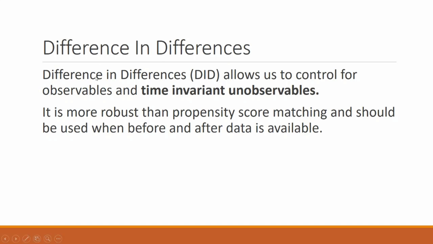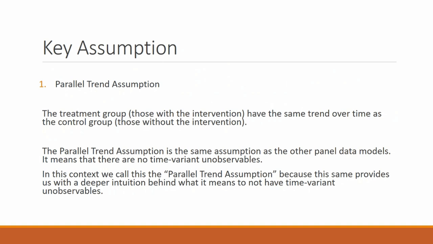Okay, so DID, or difference in differences, just like in the other panel data models, remember, the first difference and the fixed effects models allowed us to control for time, for observables and time invariant unobservables. Okay, difference in differences also allows us to control for observables and time invariant unobservables. All right. And so this is a more robust method than, let's say, propensity score matching, which allows us to only control for observables. And so we should prefer difference in difference over propensity score matching if we have before and after data. Okay. All right.